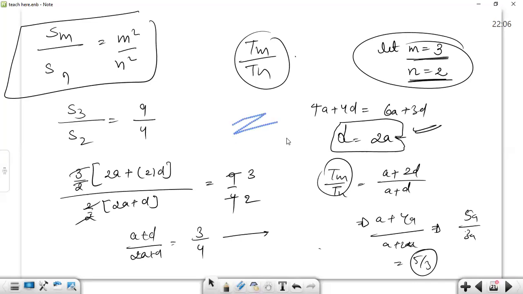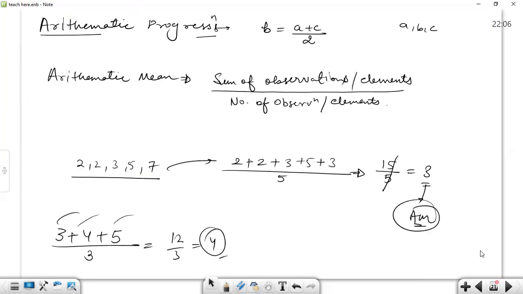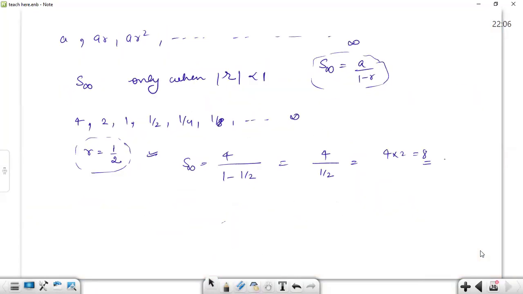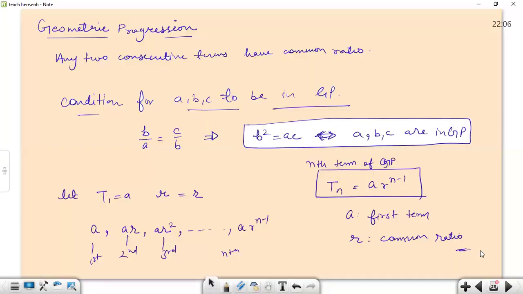We were discussing sequence and series, and in particular sequence, we were discussing geometric progression, right? So let's move the discussion forward. In a geometric progression, any two consecutive terms have a common ratio, and that particular sequence is known as a geometric progression.